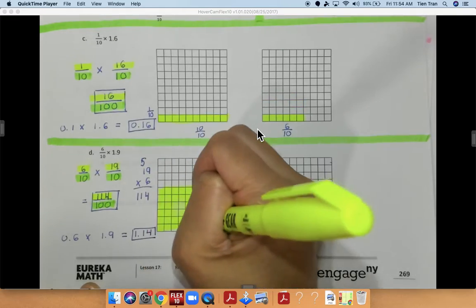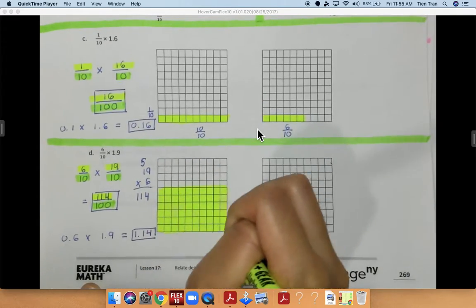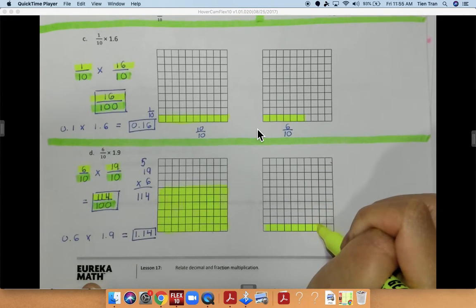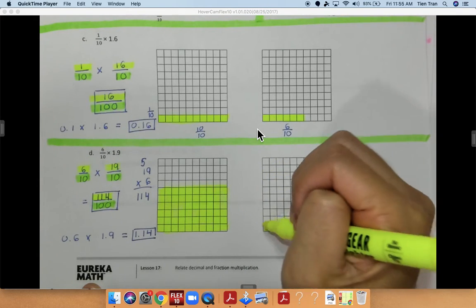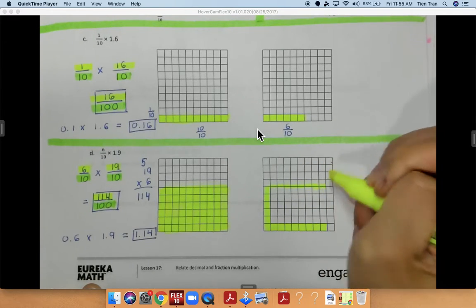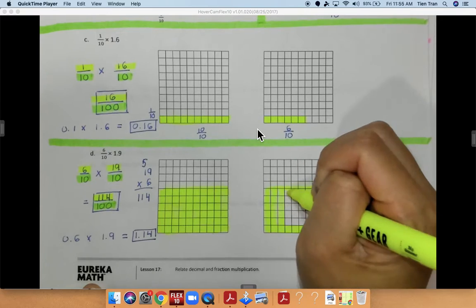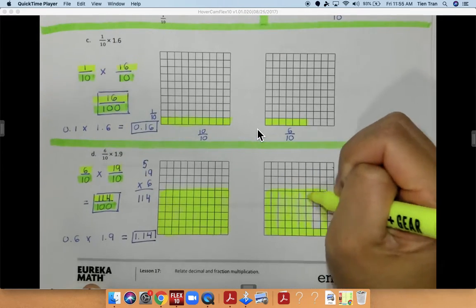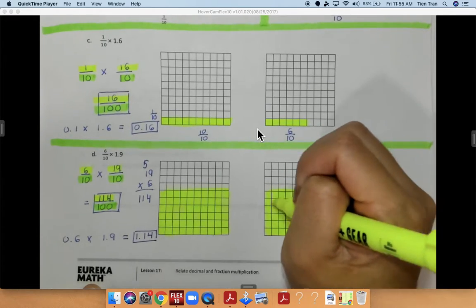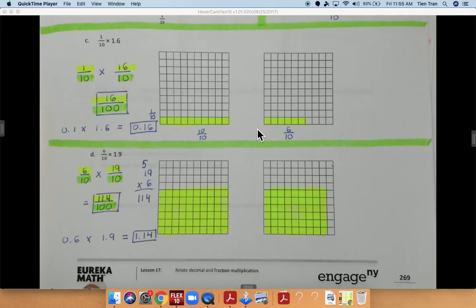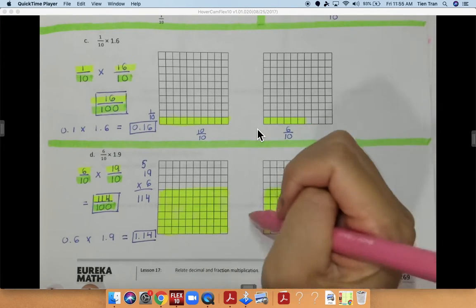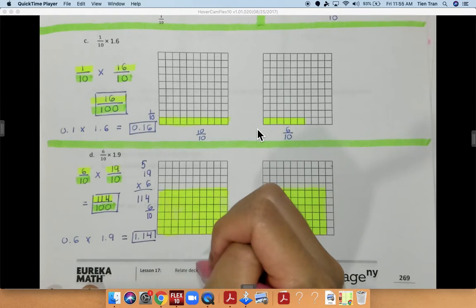Okay, and then on this side over here, I would do the same thing, but this side would be only 9. 1, 2, 3, 4, 5, 6, 7, 8, 9. And I would also go up 6 times. 1, 2, 3, 4, 5, 6. Color in. Okay, awesome. So what I did here was I colored in 9 tenths. And on this side, I colored 6 tenths by 10 tenths.